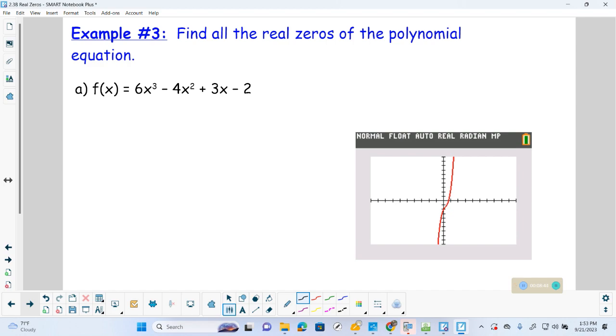Okay, find all the real zeros of the polynomial. So you can see I have the graph over there on the right-hand side. So right away I'm thinking about, okay, 3rd degree, I should have 3 answers, but I see it's only hitting right here at 1 point. So there's going to be only 1 real answer.